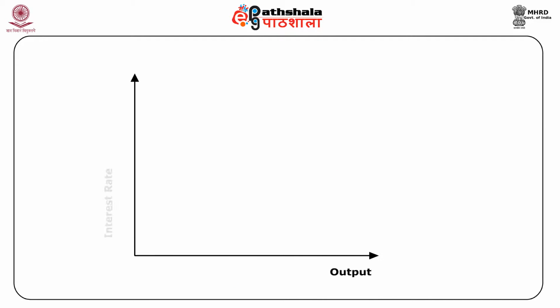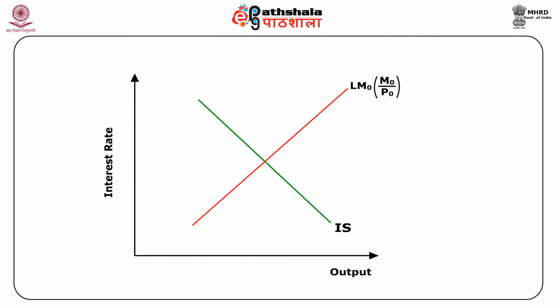Real money supply is essentially nominal money supply M divided by aggregate price level P. The real money supply is a parameter of the LM curve. Suppose the nominal supply of money is given by M0 and the price level is P0, so that the real money supply corresponding to LM0 is M0 divided by P0.